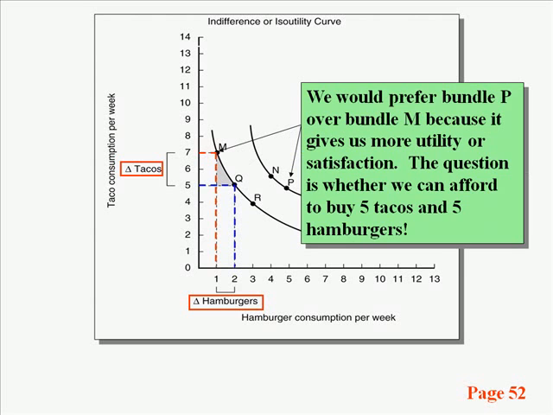If you said bundle P, then you've been paying attention as well, because bundle P is on a utility curve that's to the right of where bundle M is, which means we're going to get higher satisfaction at bundle P. And again, it'll all depend on whether we have the ability to buy 5 tacos and 5 hamburgers.